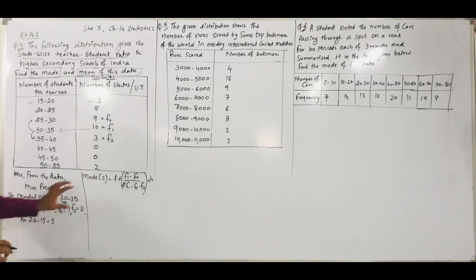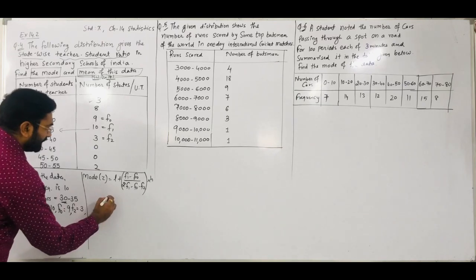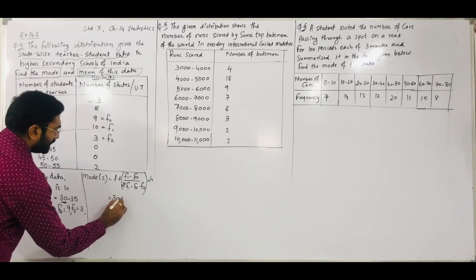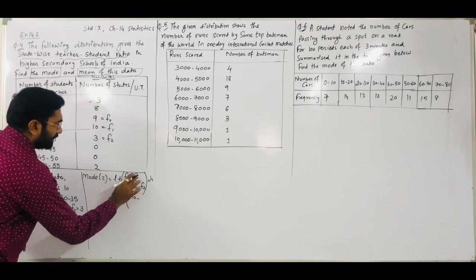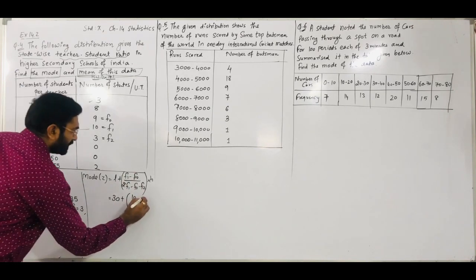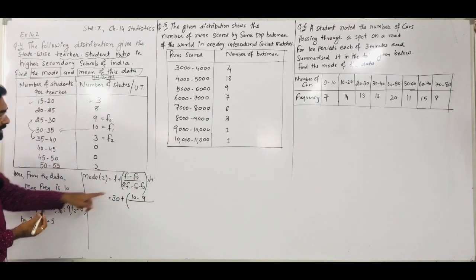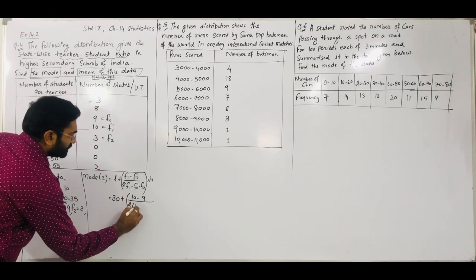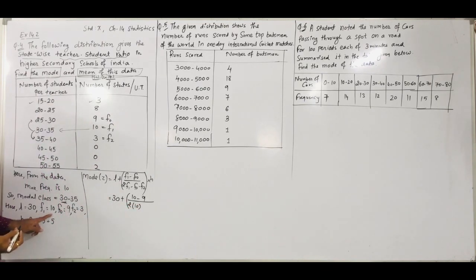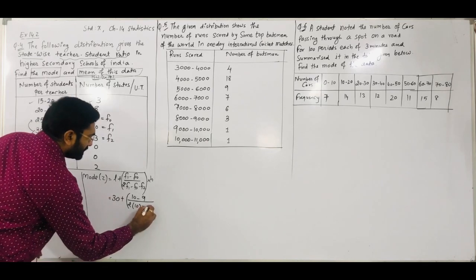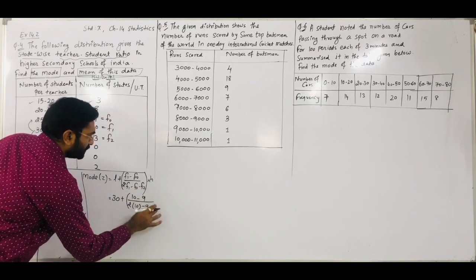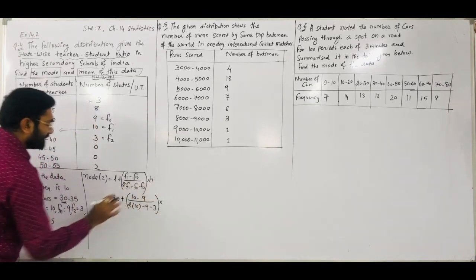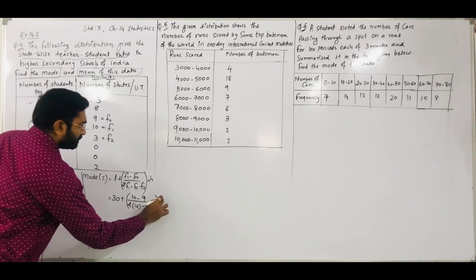Now all these values we have to put in the formula. L value is 30, plus F1 value is 10, minus F0 value is 9, divided by 2 times F1 value, which is 10, minus F0, which is 9, and minus F2, which is 3, into class size H value, which is 5.